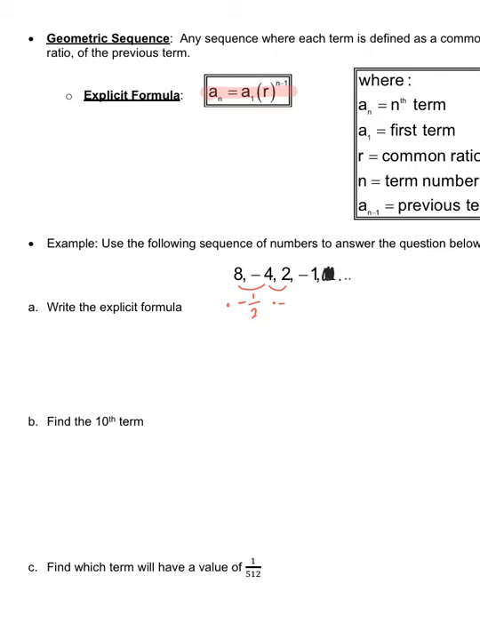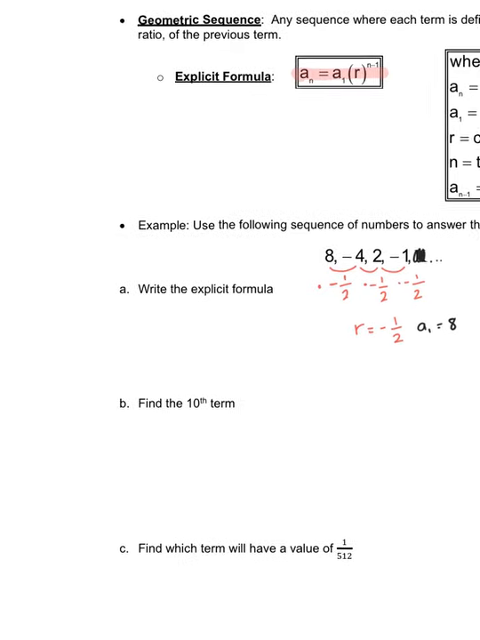2 is half of 4, so I'm going to multiply again by 1/2, and same thing from 2 to -1. So that means that r is equal to -1/2, and a1 is the first term in the sequence, which is 8.